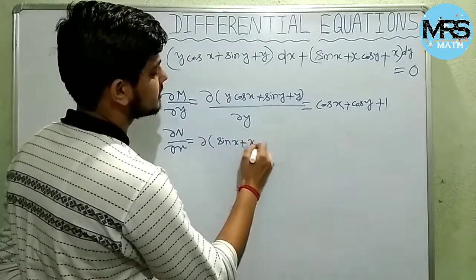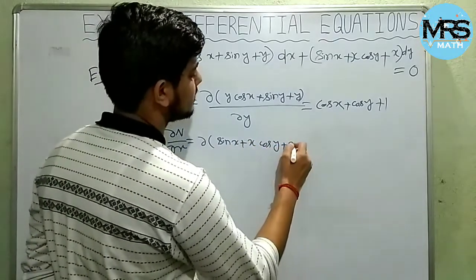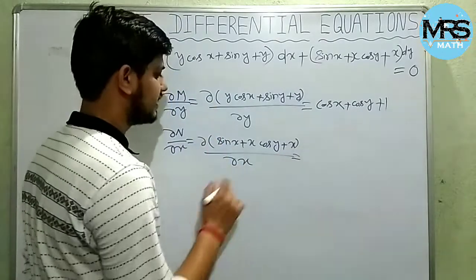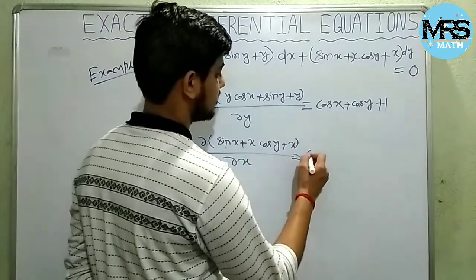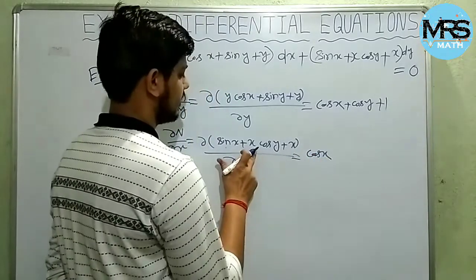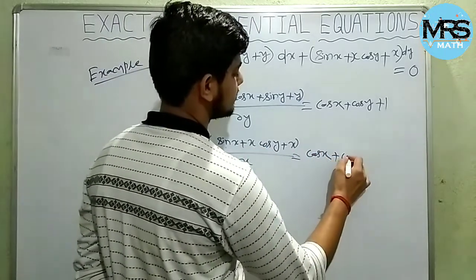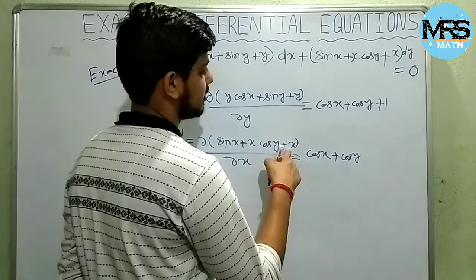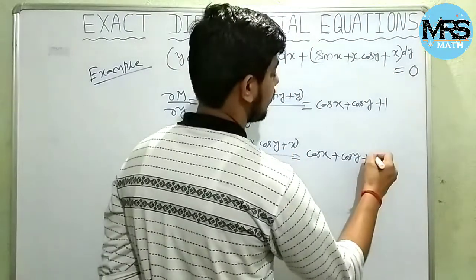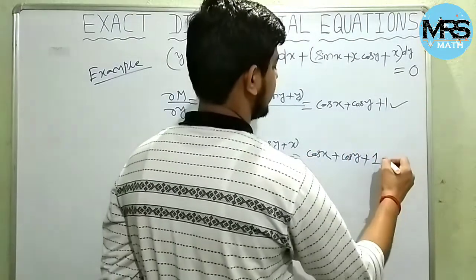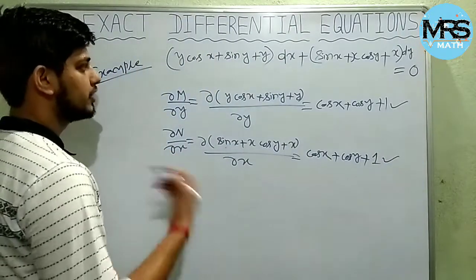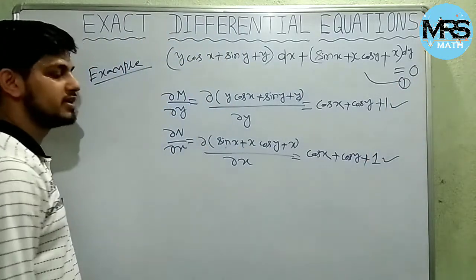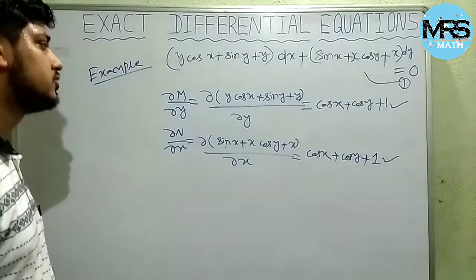Okay students, now we will check ∂N/∂x, that is ∂/∂x of (sin x + x cos y + x). Here the derivative of sin x is cos x, plus here cos y will be treated as a constant, so the derivative of x will be 1. So ∂x/∂x will be 1. So this one and this one are the same, so we can say that this differential equation, let us say 1, is an exact differential equation.